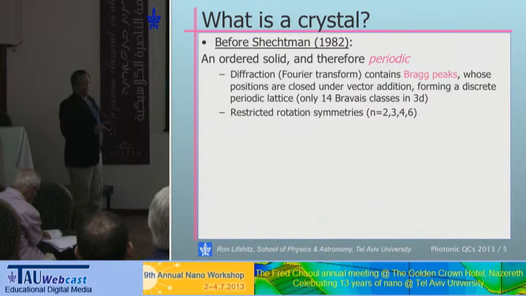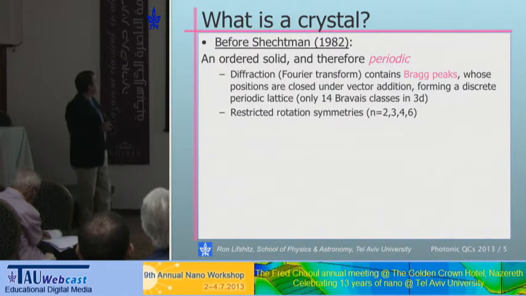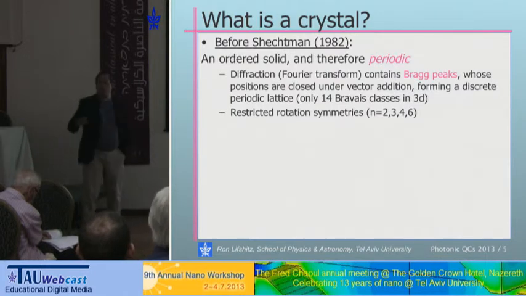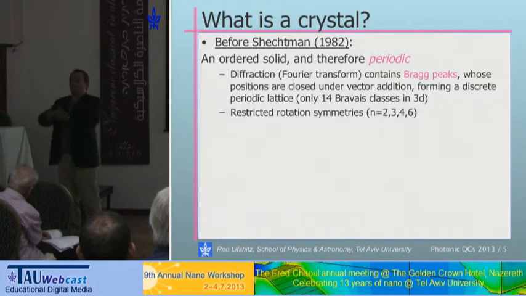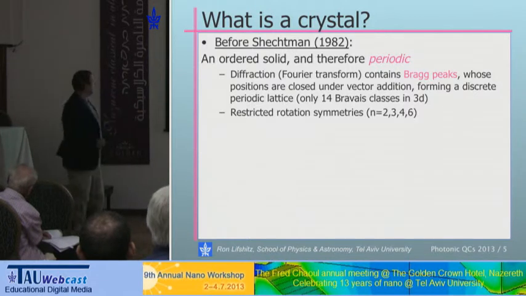So before this pivotal year, 1982, before Shechtman's discovery, a crystal was basically viewed as being an ordered solid and therefore something which is periodic. So some basic building block, a unit cell, which is repeated periodically in all directions in space, thereby indeed generating an ordered structure.